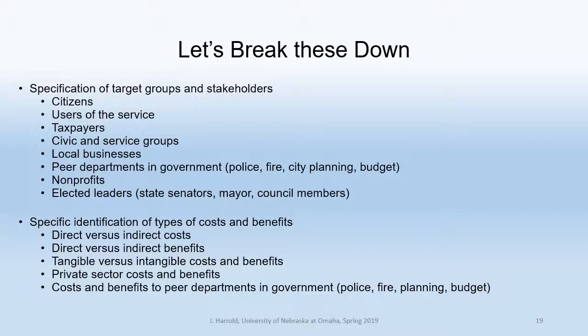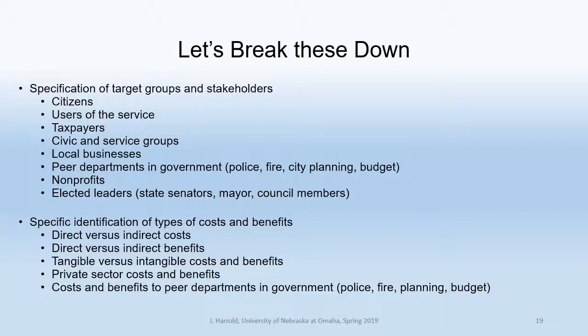You have peer departments in government. So the police department, the fire department, city planning, the parks department. What are their interests in your project? And then you might have local nonprofits. And finally, you have elected leaders. And this isn't even a complete list, but elected leaders might be local elected leaders, but they might also be people like the governor, state senators, even national office holders like your U.S. senator or the representative from your congressional district.